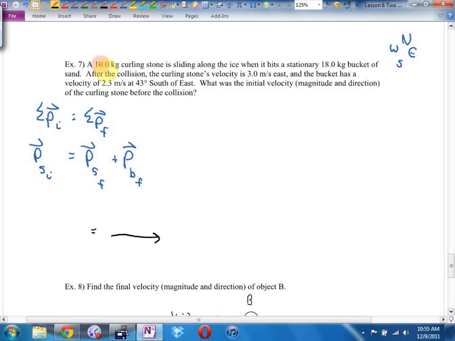Did they give me a direction for the bucket? Yep. 43 degrees south of east. There's east. 43 degrees south of east.